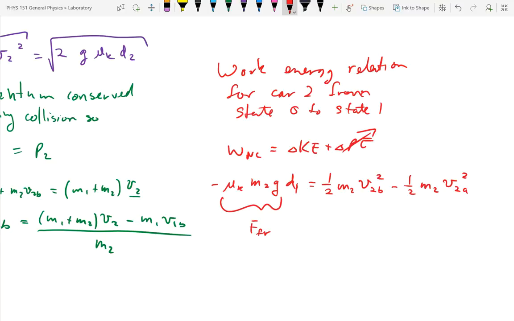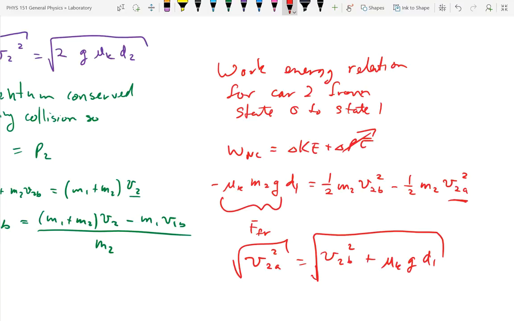And so now at this point, the only thing I don't know is the V2A. And so I need to multiply everything by 2 and divide by M2. Notice the M's cancel out again. And so square root both sides. And now we have the equations.